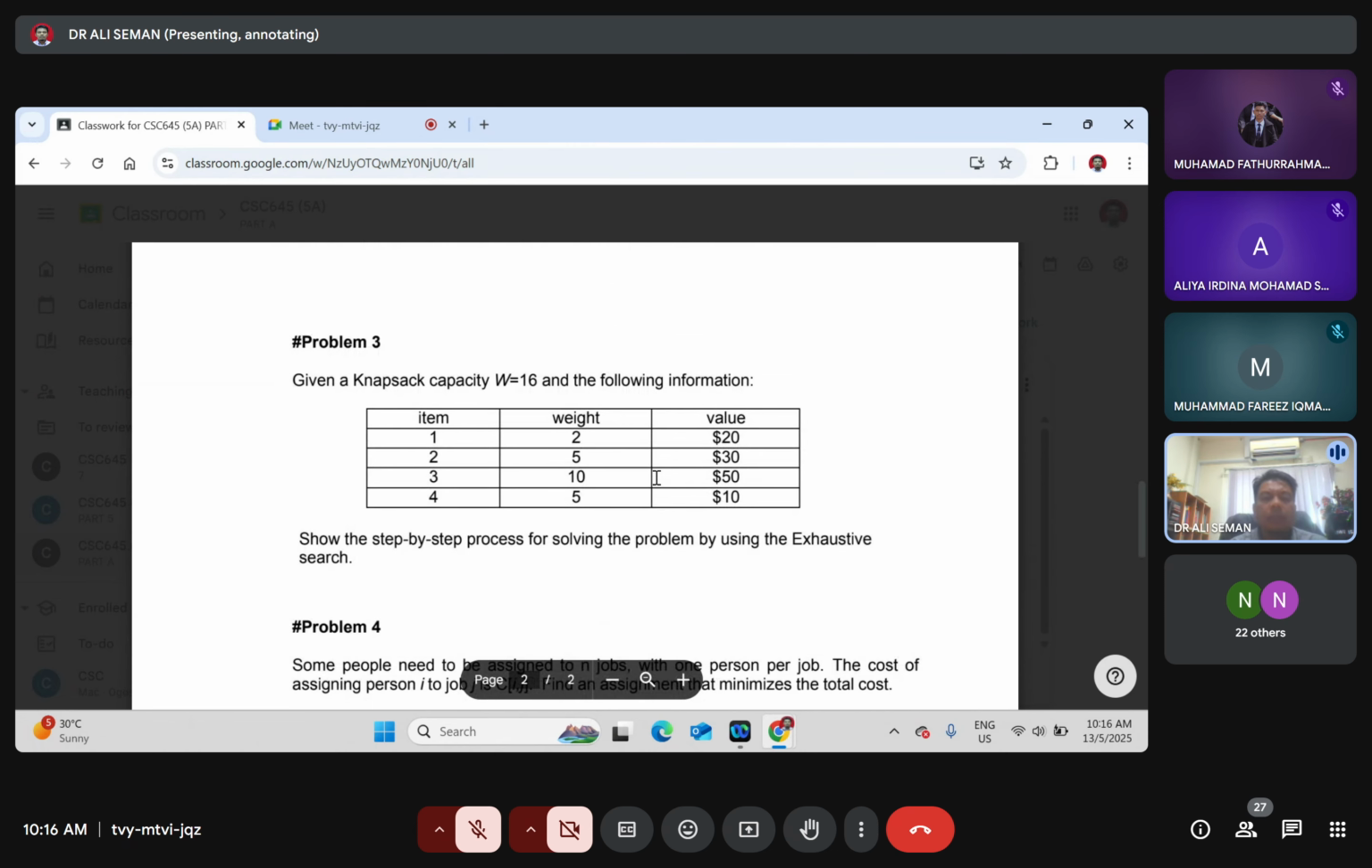And problem number three is basically the same thing. It's under exhaustive search, and the problem is called knapsack. Given a knapsack capacity with W equal to 16, and the following information. Only four items. Item one with weight two, value 20, and so on and so forth. Show the step-by-step process of solving the problem by using the exercises.